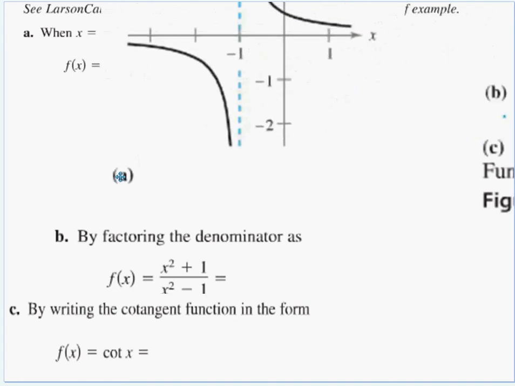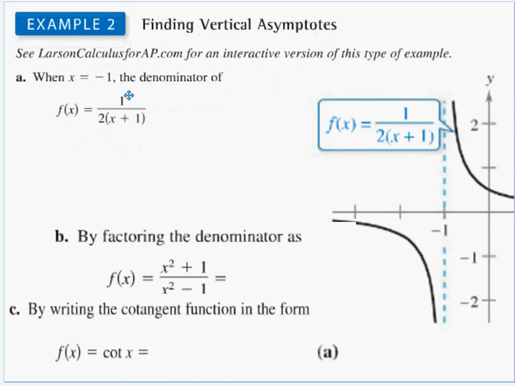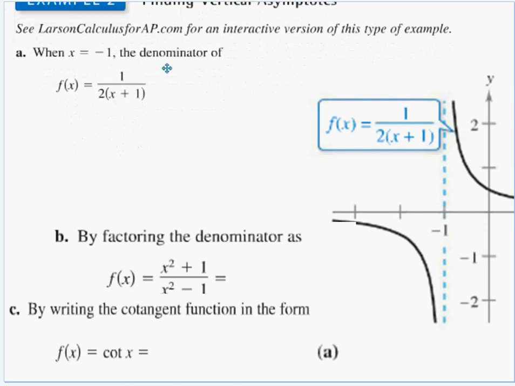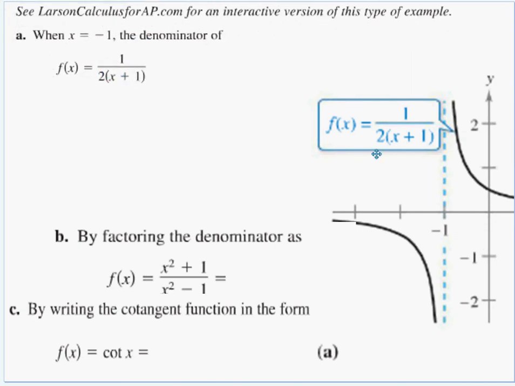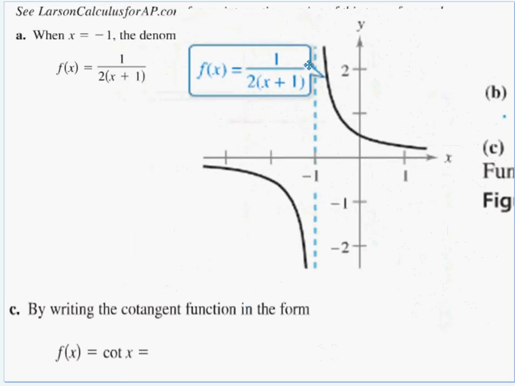Let's see what this says. I was checking to see if they said to come up with the graph, but they didn't ask that. But we did find the vertical asymptote. Here at -1, we would have that VA.